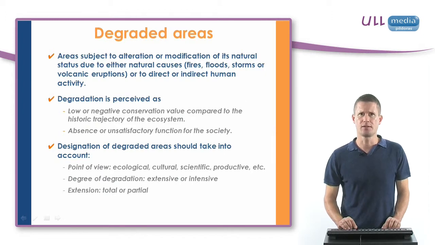Degraded areas are those subject to alteration or modification of its natural status due to either natural causes or to direct or indirect human activity. Degradation is perceived when there is a low or a negative conservation value compared to the historic trajectory of the ecosystem, or when there is an absence or an unsatisfactory function for the society. When designating degraded areas, one should take into account three items: in which aspect is degradation affecting, the degree of the degradation, and its extension.